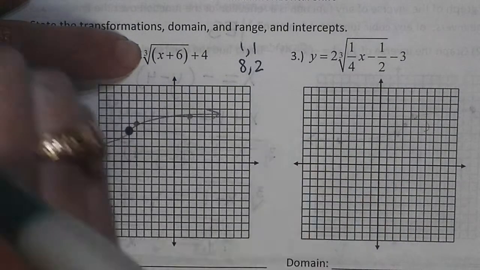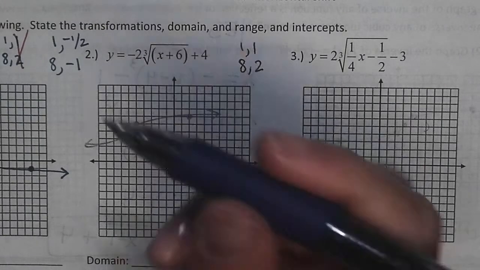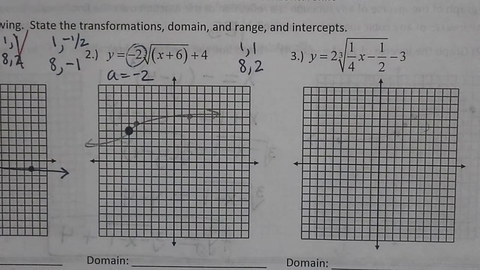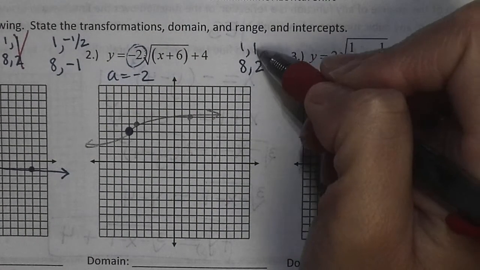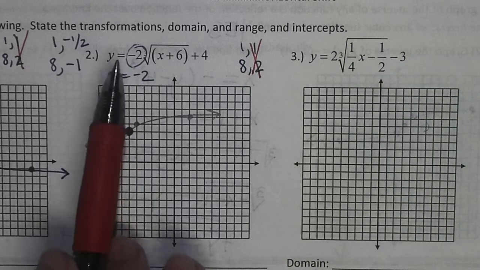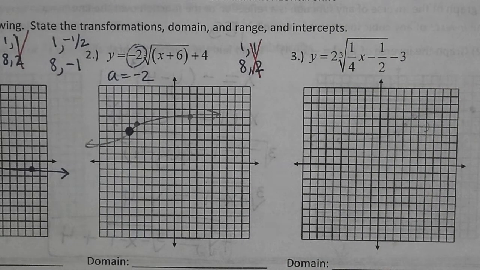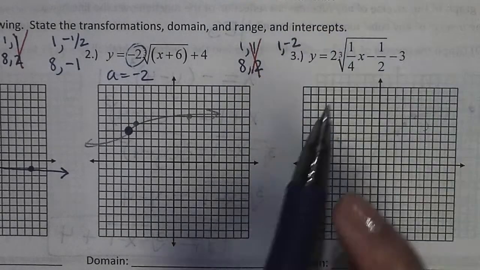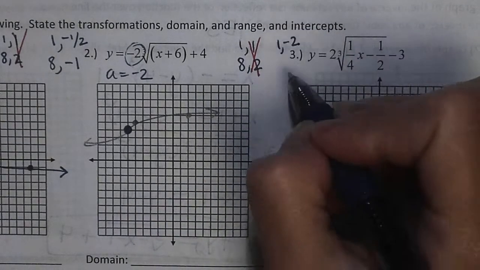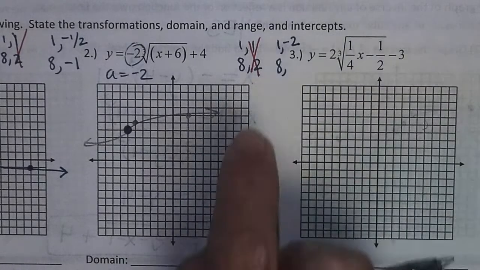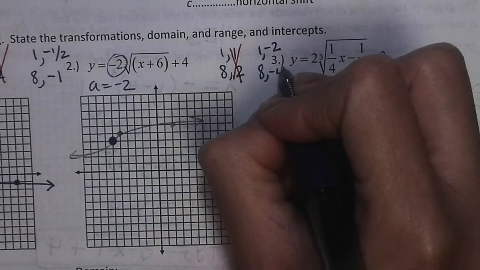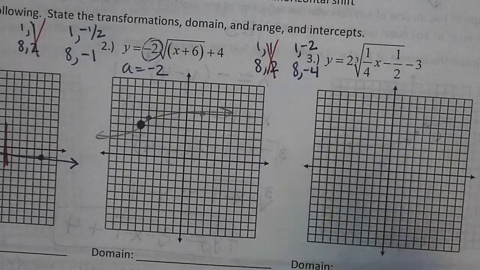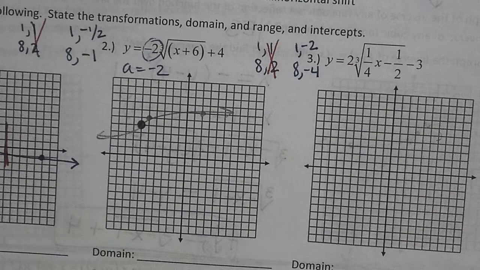However, for number 2 here, there is an a value. And the a value here is -2. So that means I'm going to take the y values again, these right here, and multiply them by -2. So instead of graphing 1, 1, I'm going to graph 1, -2. And instead of graphing 8, 2, I'm going to graph 8, 2 times -2, which is -4. And when I say 1, -2, I mean that from the inflection point.